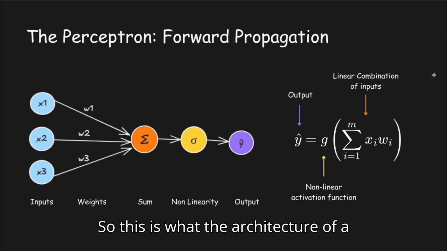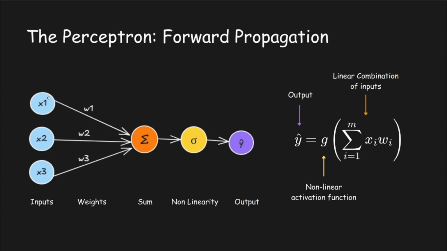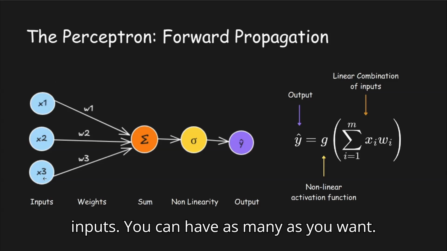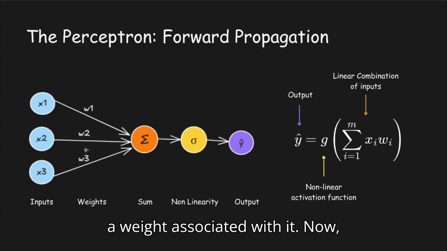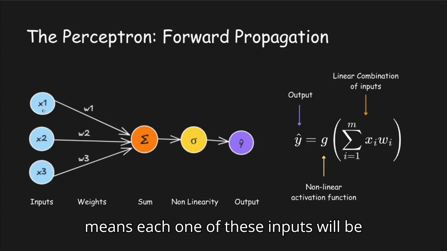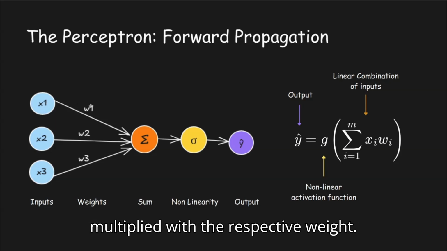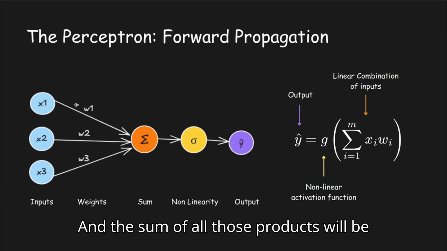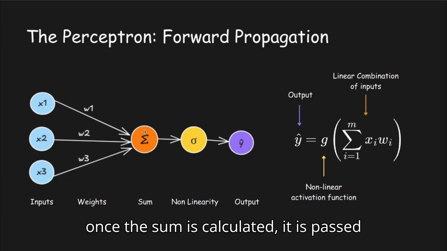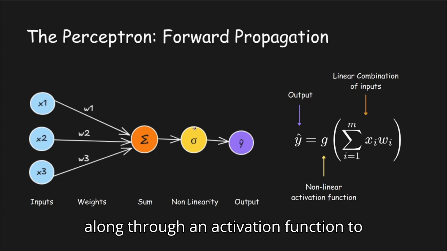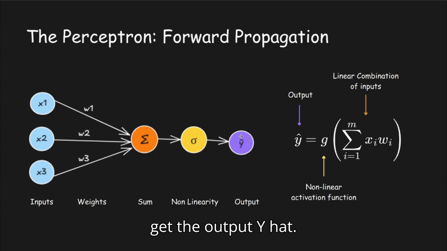This is what the architecture of a perceptron model looks like. In a perceptron, you have multiple inputs. You can have as many as you want, and each input has a weight associated with it. What we try to calculate is the weighted sum. The weighted sum means each of these inputs is multiplied with its respective weight, and the sum of all those products is calculated. This is what the first node does, and once the sum is calculated, it is passed through an activation function to get the output y hat.